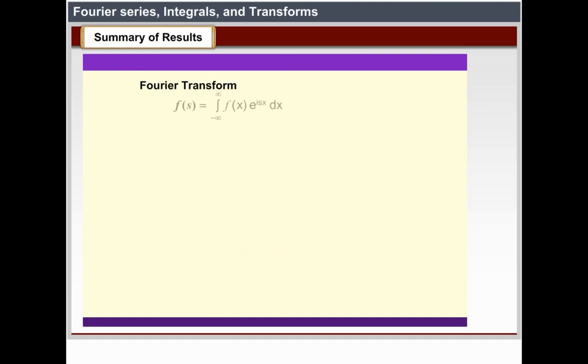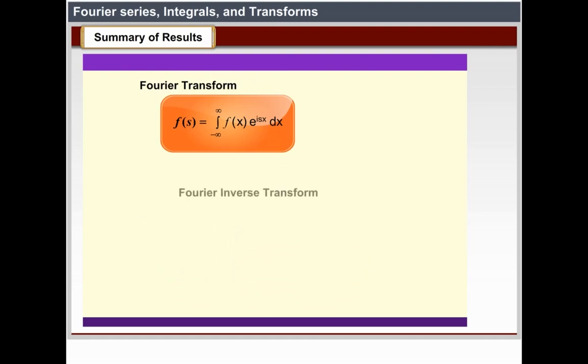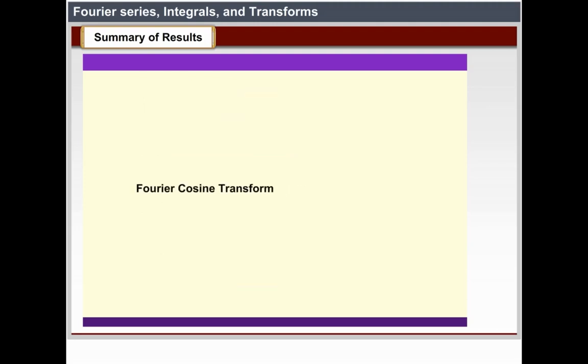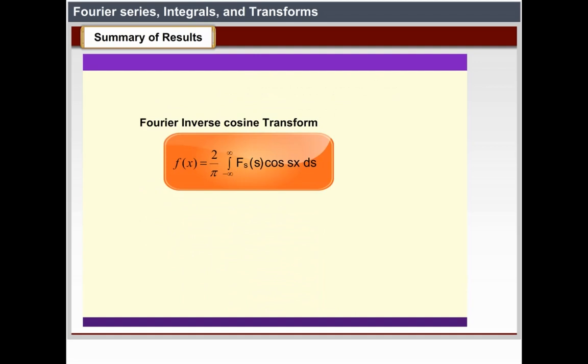Fourier transform: capital F of s equal to integral minus infinity to plus infinity f of x into e power isx into dx. Fourier inverse transform: f of x equal to 1 by 2 pi integral minus infinity to plus infinity capital F of s into e power minus isx into ds. Fourier cosine transform: capital Fc of s equal to integral 0 to infinity f of x cos sx into dx. Fourier inverse cosine transform: f of x equal to 2 by pi integral 0 to infinity capital Fc of s into cos sx into ds.